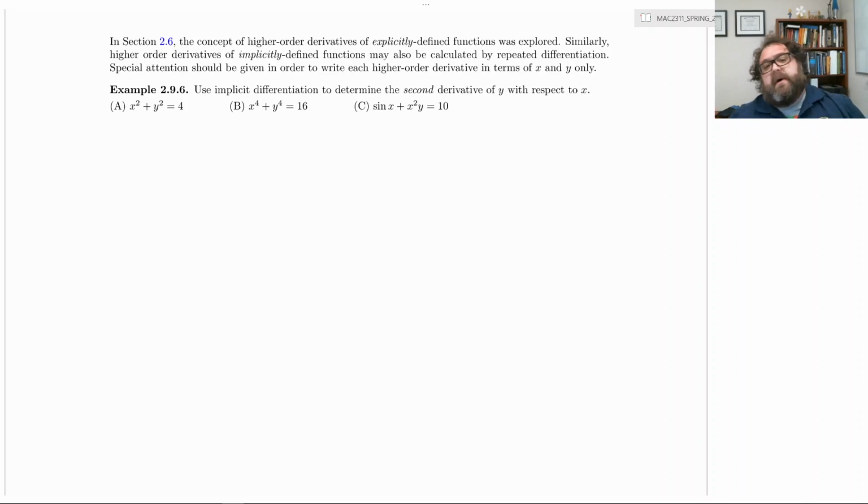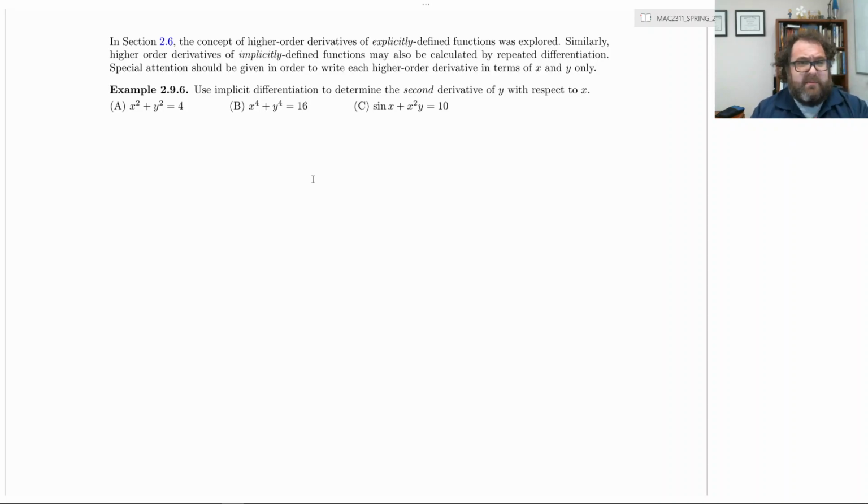Now the first two aren't so bad. The third one, though, takes a little work. So let's take a look. So we know how to do the first implicit derivative, so let's just look at example A to start with, and let's go ahead and compute the first implicit derivative. So we have basically the equation of a circle, x squared plus y squared equals 4. Well, that's a circle with radius 2.